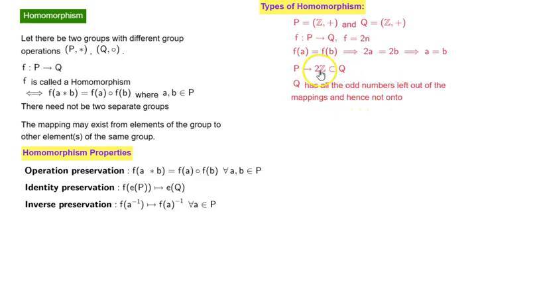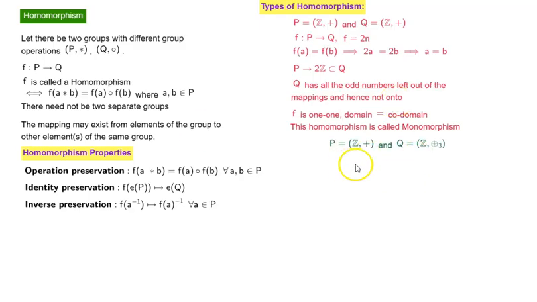So here it is 2Z, which means it is covering only the even numbers. All the odd numbers are getting left out. None of the odd numbers are being mapped from an element of P. So it is not onto. So if F is 1 to 1 and not onto, the homomorphism is called monomorphism. Of course, domain equal to codomain is not necessary. What is important is that the homomorphism is 1 to 1 and it is not onto.